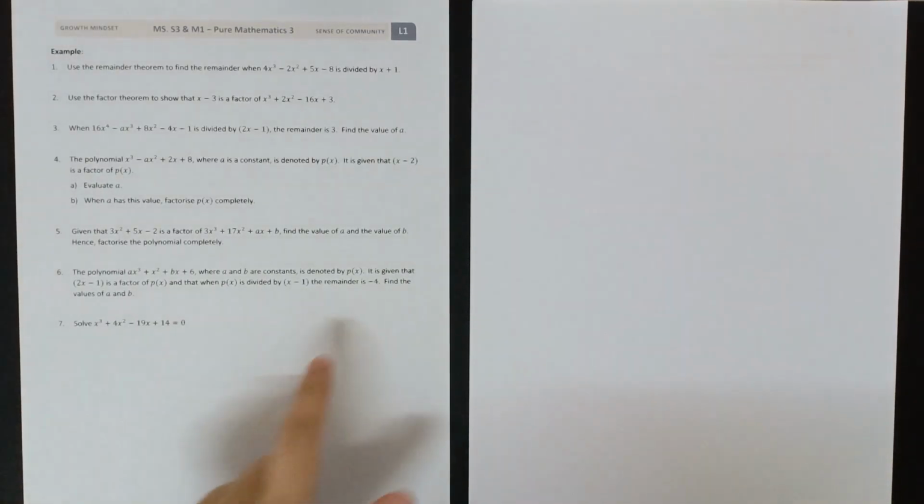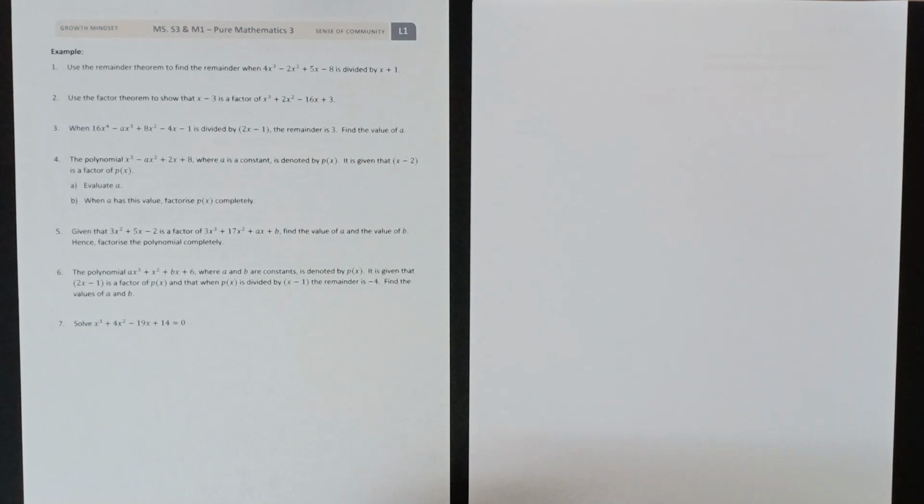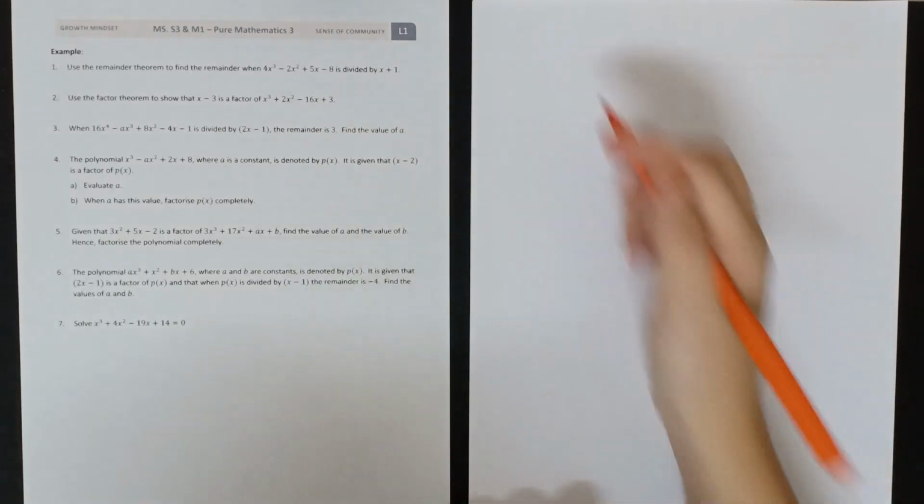The polynomial given is denoted by p(x). It is given that 2x minus 1 is a factor, and when it is divided by x minus 1, the remainder is negative 4. You can definitely see that this question is a combination of both theorems: the first piece of information tells us about the factor theorem, and the second part tells us about the remainder. But don't worry, they are basically talking about the same thing, because the factor theorem actually comes from the remainder theorem, where the remainder is 0, so that's why it's a factor. So you just treat it like normal.